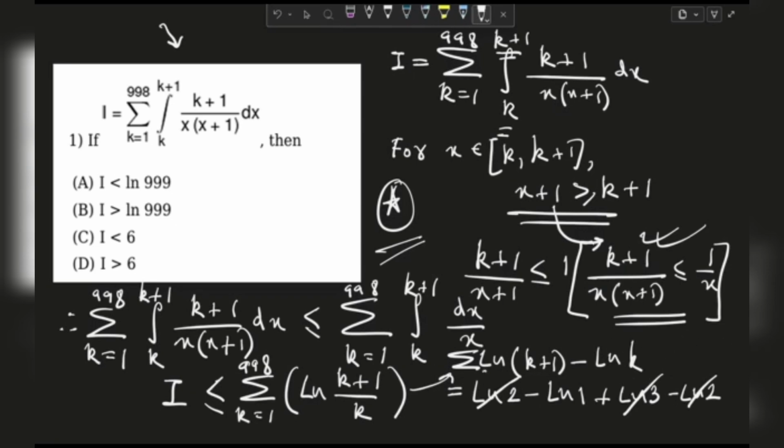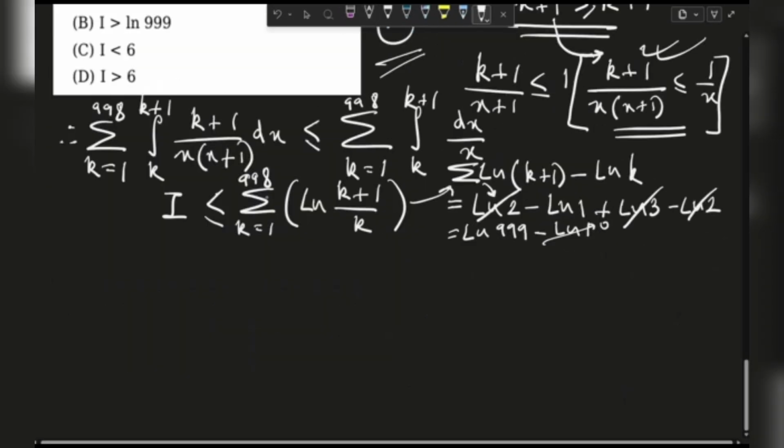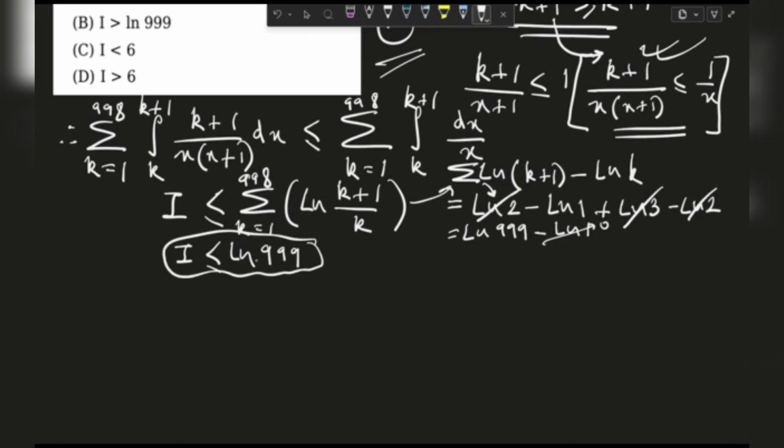And now as you can notice, if the first term gets cancelled, the last term remains. So what will remain is ln of 998 plus 1 minus ln 1, and now ln 1 is basically 0. So basically this value comes out to be ln 999. I will change the page once. So here we have I less than or equal to ln 999. So I guess option A will be one correct option.